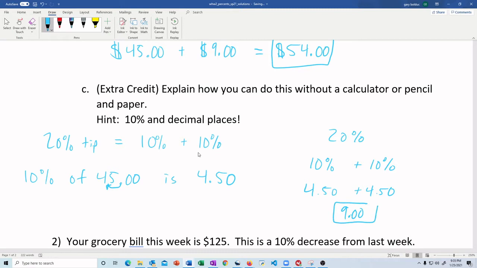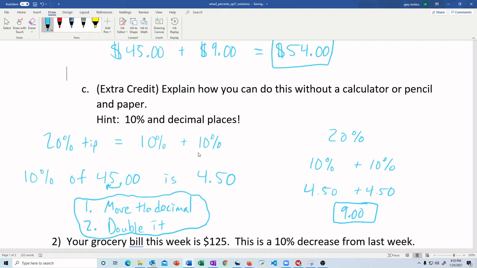I know that I just did that with pencil and paper, but you don't need it because in your head, here are the steps. Step 1, move the decimal, and we can do that in our head. You just move the decimal in your head. 45 is 4.50, and then step 2 is double it. So these are the steps you can take.